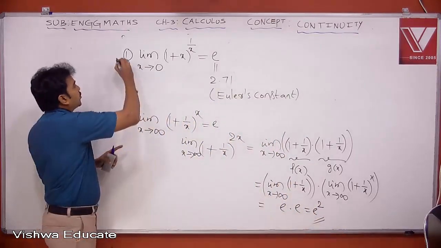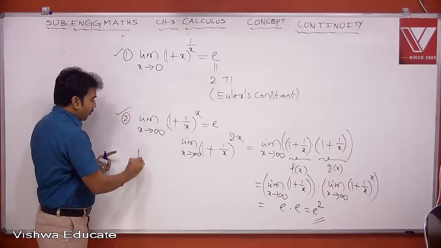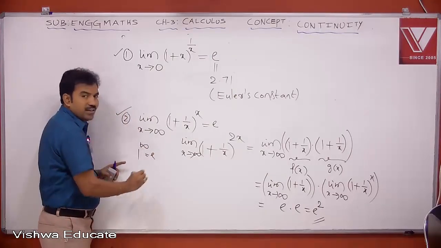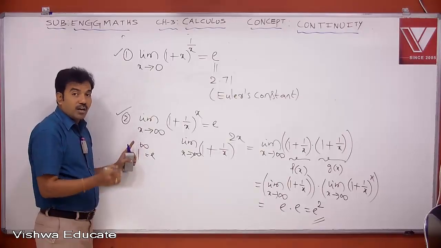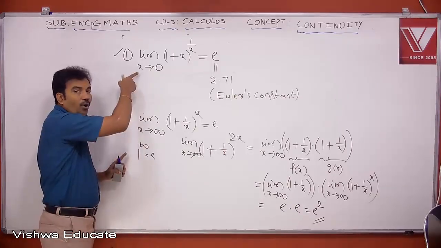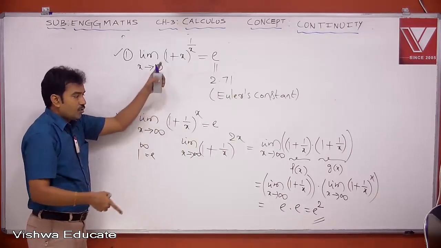So only in these two cases, whenever you get 1 power infinity, write it as e. In the rest of the cases, when you are getting 1 power infinity, you try to convert that limit either into this form or into this form. Okay, so note down these limits.